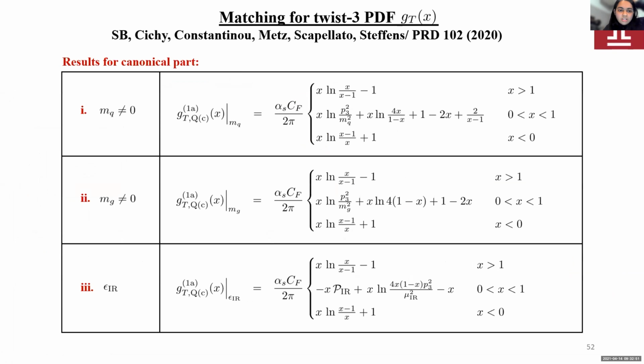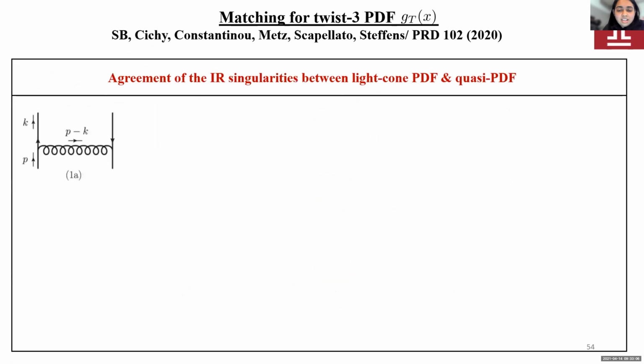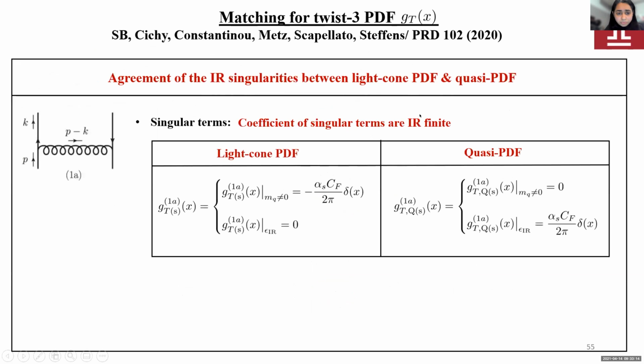These are the results for the canonical part of quasi-GT in 3 schemes. Note that we get infrared poles in only the physical region, and the structure of these poles is exactly the same in all cases. Now, obviously, if you want to have matching, as I said, you should check if there is an agreement of the poles between light cone and quasi-PDFs. As far as the singular terms are concerned, our result is infrared finite, so nothing to worry about.